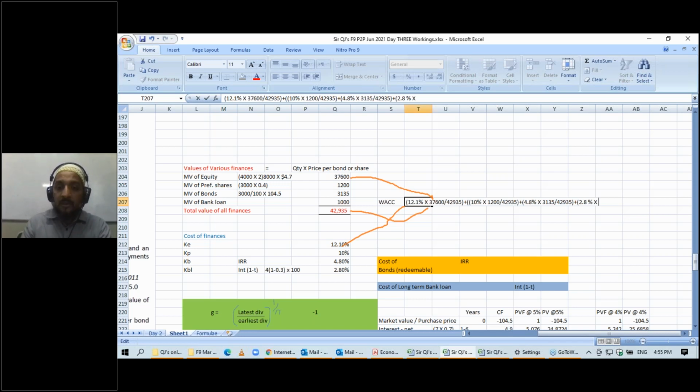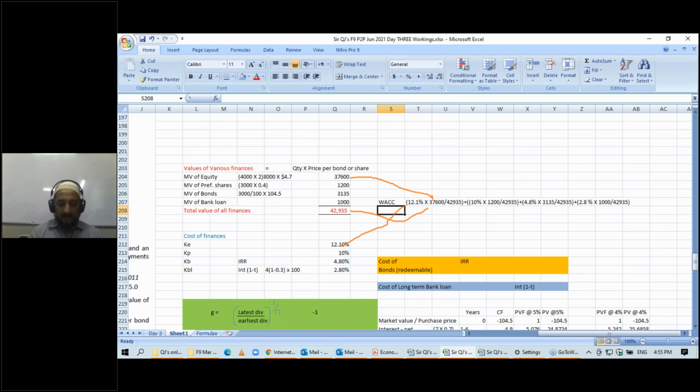Okay, so loans are 1000 value divided by the total amount, which is 42935. Okay, this gives me the WACC, and the WACC in this case is 11.3% approximately.